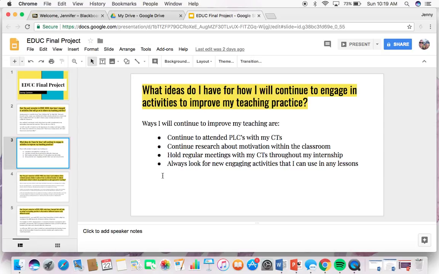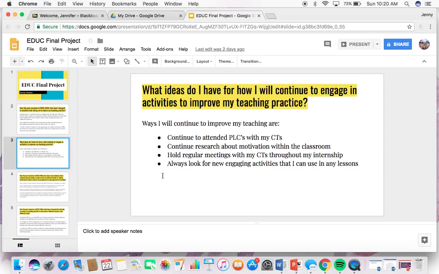Another way I plan to do it is to hold regular meetings with my CTs throughout my internship. I want to meet once a week after school and talk about, okay, how am I doing? Am I doing okay? Are we seeing improvement within certain students, or the class as a whole? If not, what can I do to see improvement and engage them? And if I am seeing improvement, keep using those teaching methods.